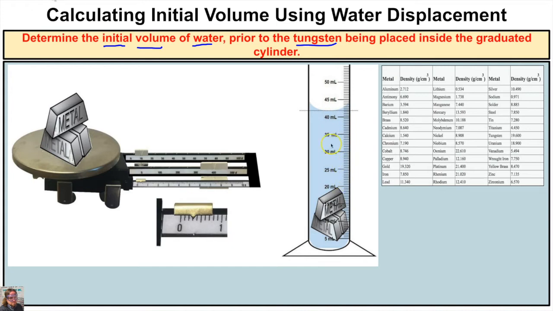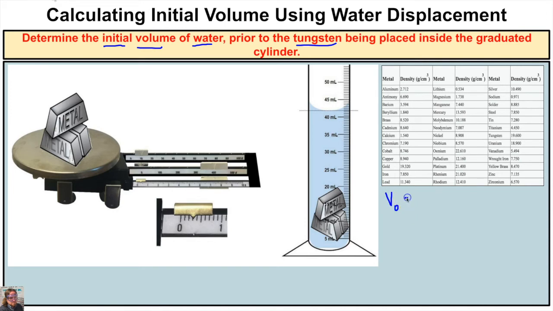If we place an object in a graduated cylinder that is filled with water, the water level is going to rise. And if we remove this object from the graduated cylinder, then the water level is going to decrease. And so what we're asked to figure out is what the initial volume of water was before we placed this object in here. And so let's think about this. How are we going to calculate the initial volume? How do we get V naught? V naught means initial volume.